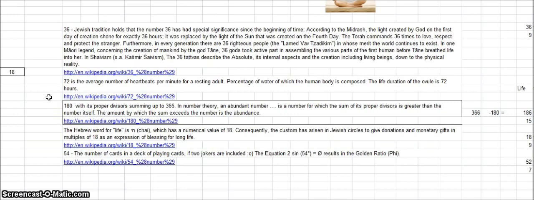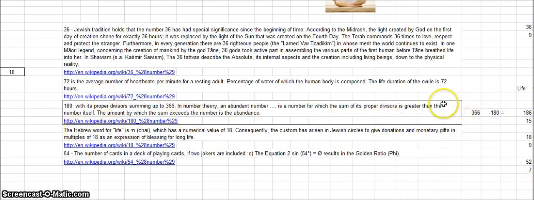Let's move on to the next one, which is 72, and 72 just happens to be the average heartbeats per minute for the resting adult. It's the percentage of water which your body is composed of. And I always say that water is energy in motion, which is an attribute of love. And of course, the life duration of the ovule, which is the seed of human, is 72 hours.